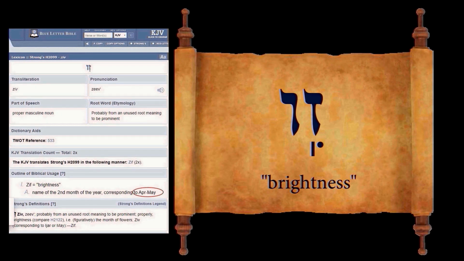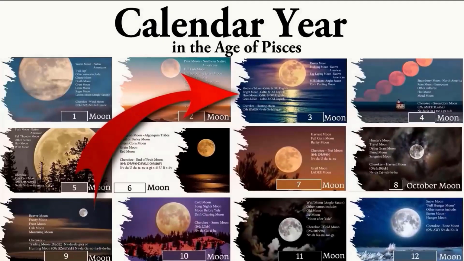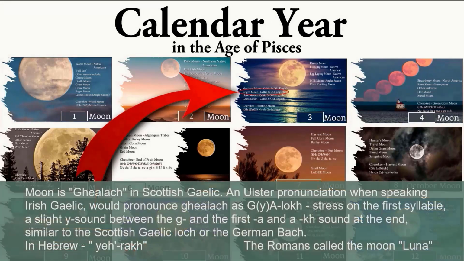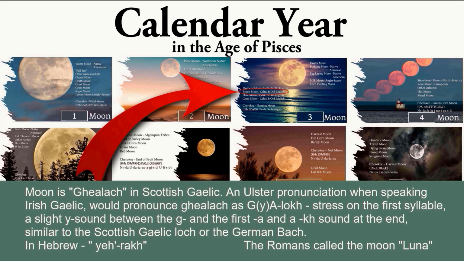But the Hebrew word used preceding Ziv is Yarach, meaning moon, not Kodesh. We saw earlier a list of names for the full moon in May. One of them was bright moon. The bright moon is a name used by the Celtics, Yalach. It's in May. As Strong tells us, that's an option, but it's in the 3rd lunar month.